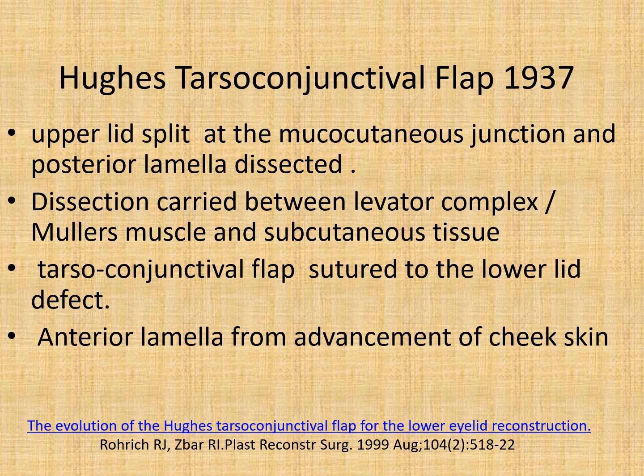Hughes tarsoconjunctival flap, which was described in 1937. Upper lid split at the mucocutaneous junction and posterior lamella dissected. Dissection carried between levator complex and Muller's muscle and subcutaneous tissue. Tarsoconjunctival flap sutured to the lower lid defect. Anterior lamella from advancement of the cheek skin.